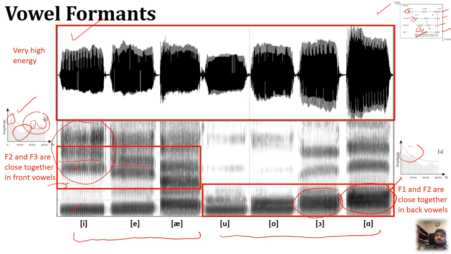Now you can clearly distinguish just by looking at the spectrogram. If there is a friendship between F2 and F3, then it must be a front vowel. If there is a greater friendship between F1 and F2, then it must be a back vowel, right? And then you can see whether it's low, almost close to the lowest part of the spectrogram, or relatively high, which can tell you more.